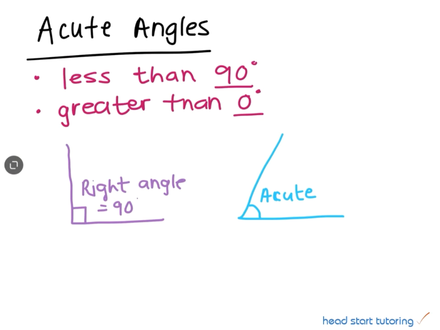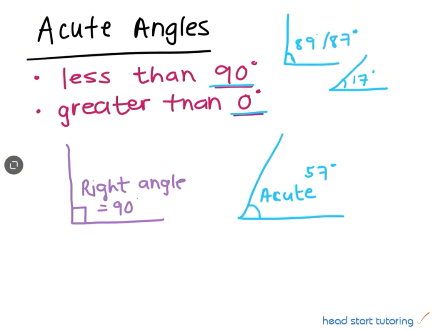And this angle could be, let's say, 57 degrees. And a smaller angle like that, which is, let's say, 17 degrees, will also be an acute angle. And an angle that is slightly less than 90 degrees, let's say 89 degrees or 87 degrees, that will still be an acute angle because it is less than 90 and still greater than 0.